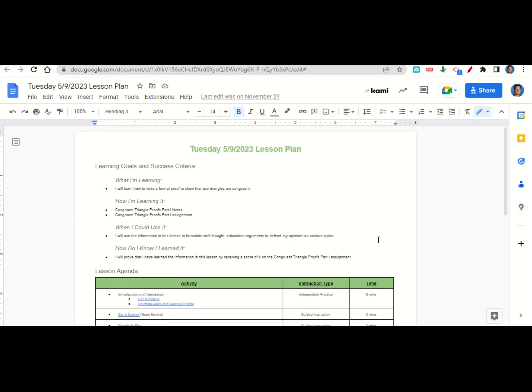First, what are we learning? We're learning how to write a formal proof to show that two triangles are congruent. How are we learning it? Through the Congruent Triangle Proofs Part 1 notes and the Congruent Triangle Proofs Part 1 assignment. When can we use this information? To formulate well-thought, articulated arguments to defend your opinions on various topics. How do you know you learned it? By getting a score of 4 on the Congruent Triangles Proofs Part 1 assignment.